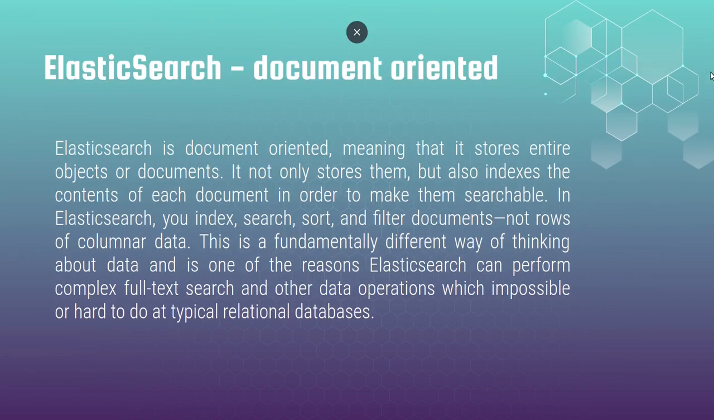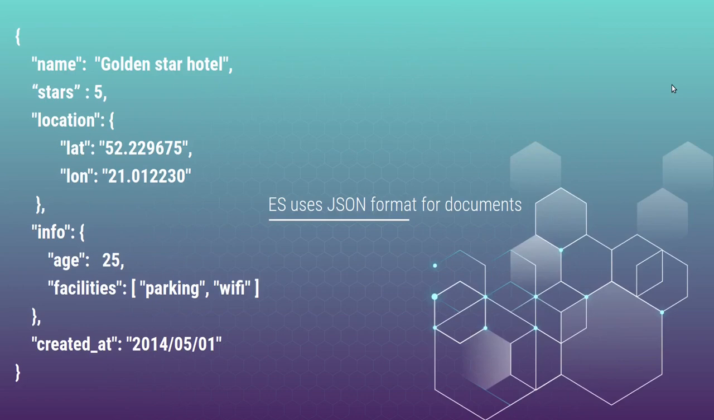So, Elasticsearch is document-oriented, which means that it stores entire objects or documents. It not only stores them, but also indexes the contents of each document in order to make them searchable. In Elasticsearch, you index, search, sort, and filter documents, not rows of columnar data as you are used to seeing in relational databases. This is a fundamentally different way of thinking about data and is one of the reasons Elasticsearch can perform complex full-text search and other data operations which are impossible or hard to do in typical relational databases. So let's see what a typical JSON document looks like in the Elasticsearch engine.